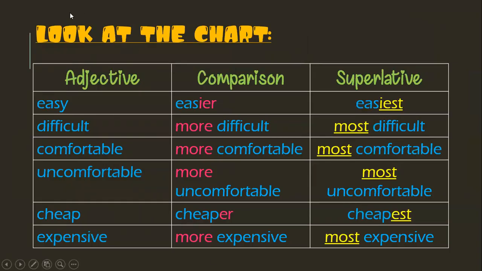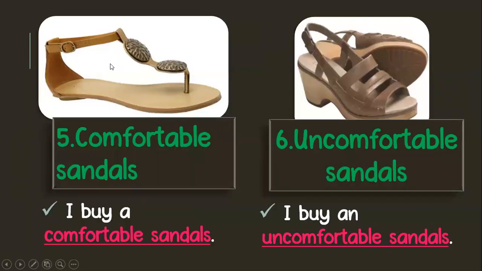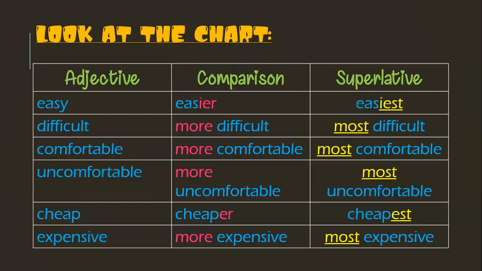Now, in this case, we are going to use those expressions in the new pattern. But this time, we are going to take one part of the expressions, the adjective. Remember, easy puzzle, difficult puzzle, comfortable sandals, uncomfortable sandals, cheap bracelet, expensive bracelet. So these are adjectives. So if we want to compare, we use easier, more difficult, more comfortable, more uncomfortable, cheaper, more expensive.